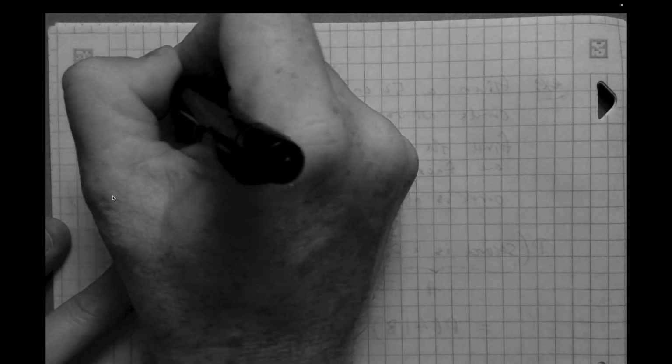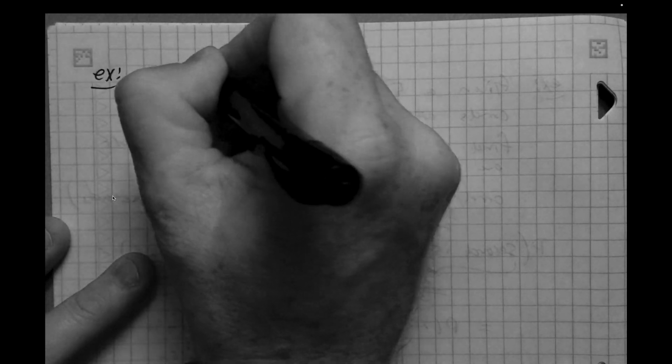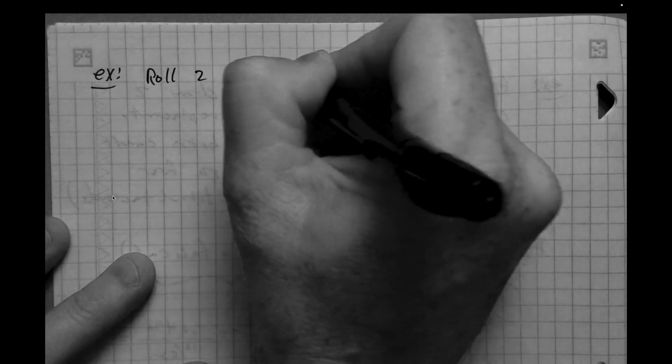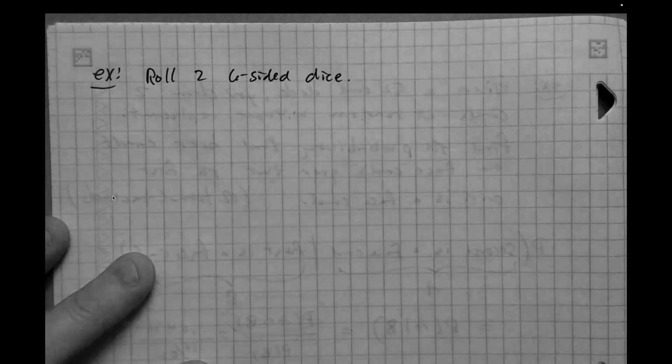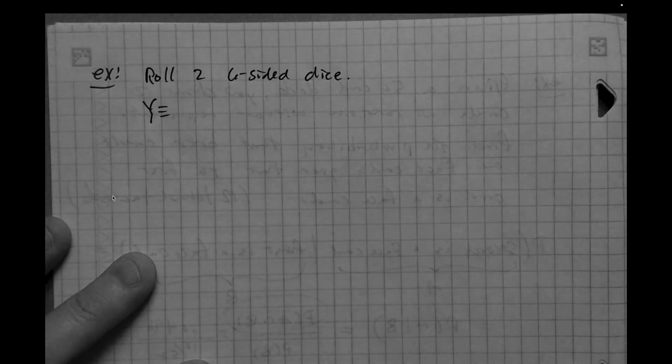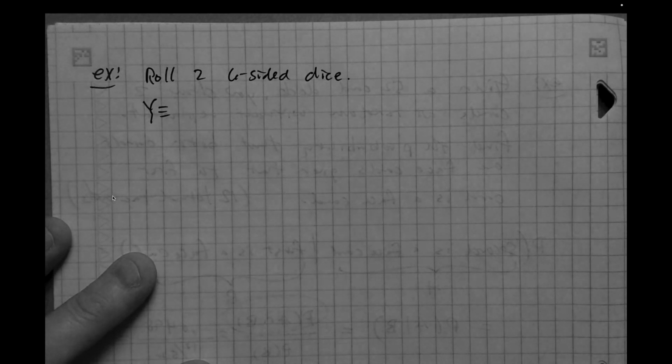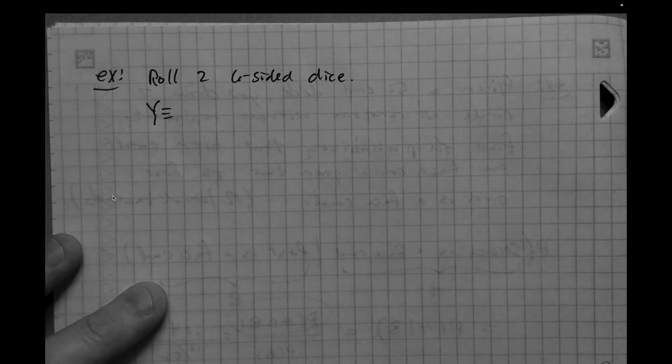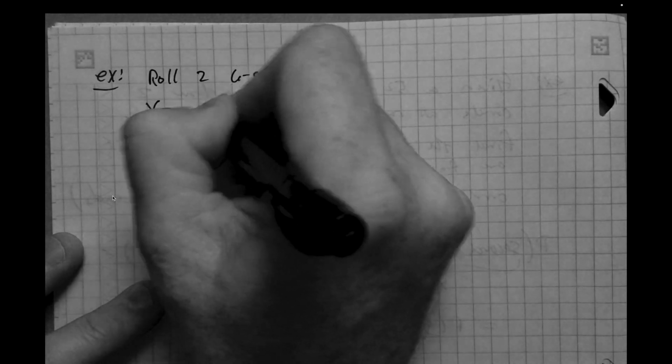Okay, let's just do one more here. This will be another dice rolling experiment. I kind of like this one because it's got a nice little sample space. So 2 6-sided dice are rolled. We roll 2 6-sided dice. Okay. Let's let y be the random variable. Let's define it as the larger of the 2 numbers rolled.